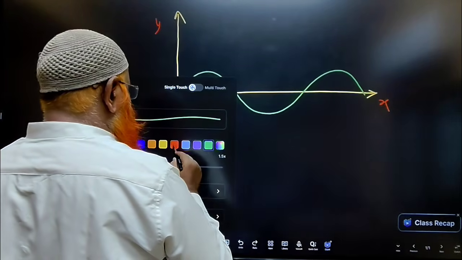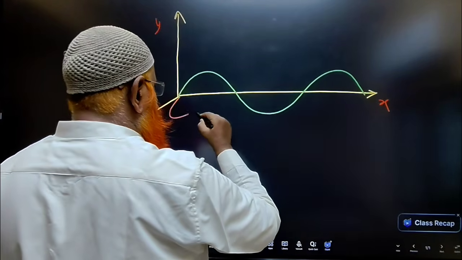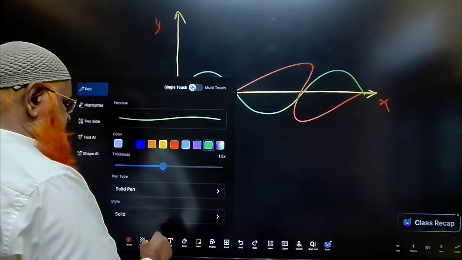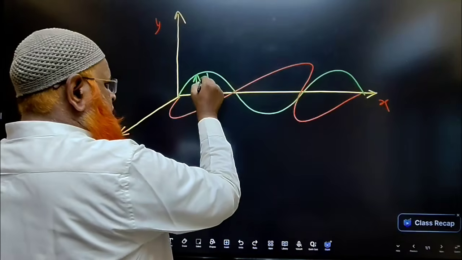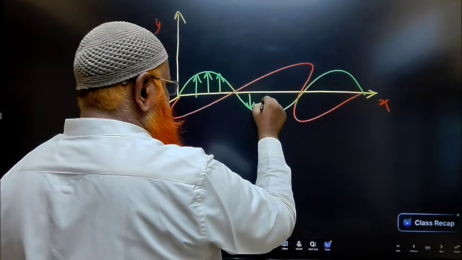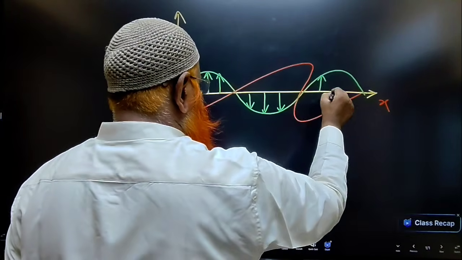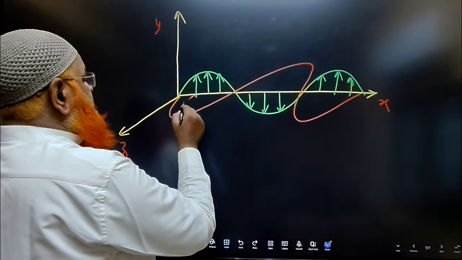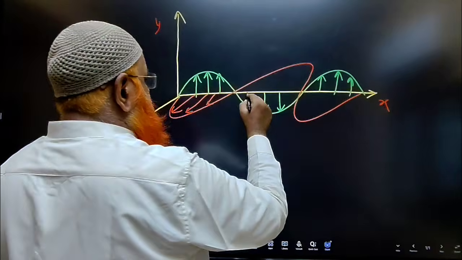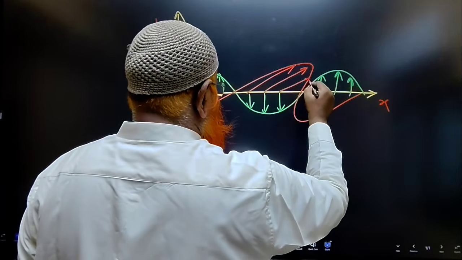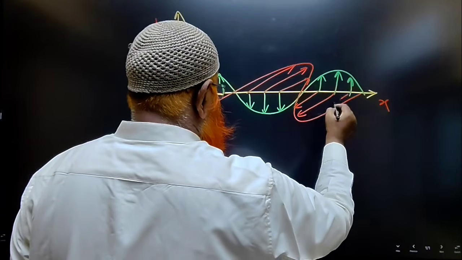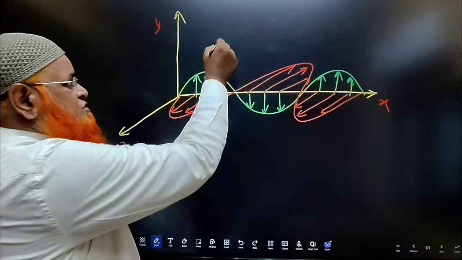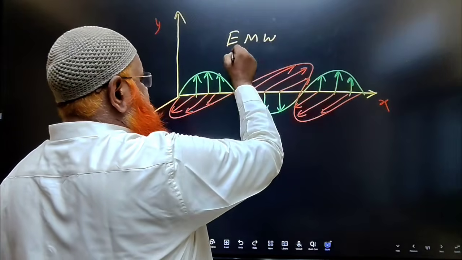There is another wave going like this. Now if you observe the green color wave, it is moving in some other plane, and if you observe the one more wave, it is moving in some other plane. Now let me discuss what is going to happen. See here. So this is called electromagnetic waves.